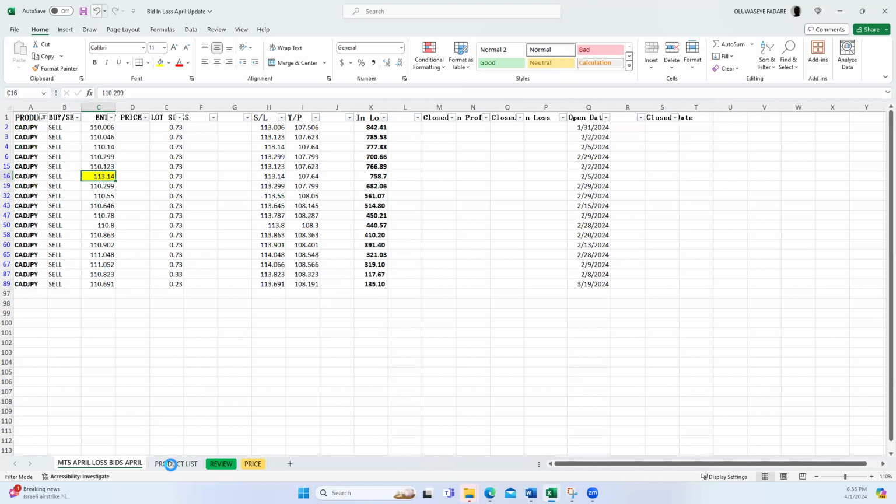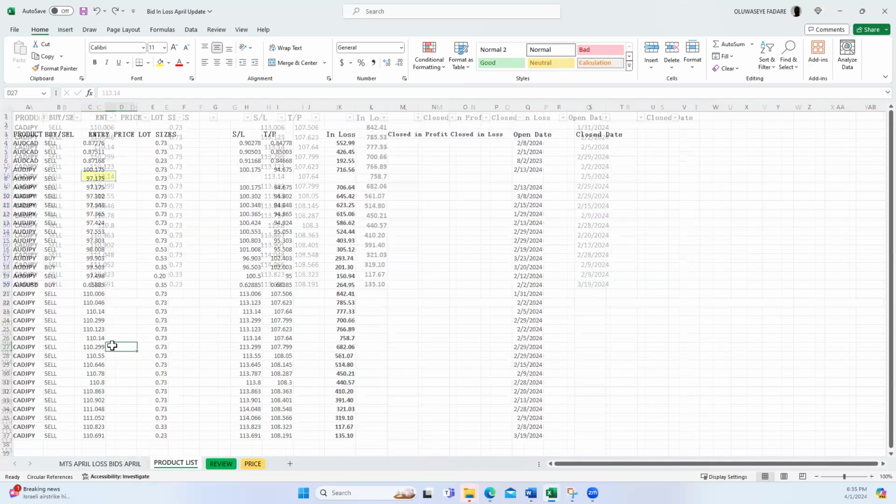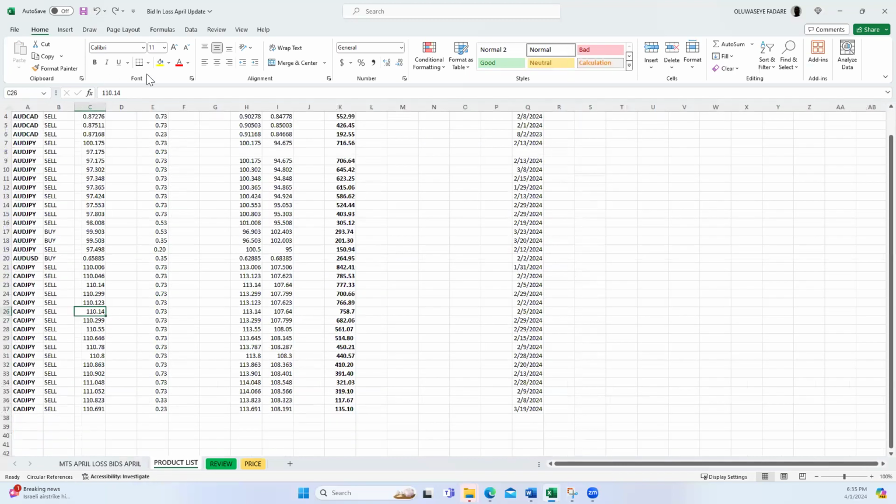Okay, in our product list. According to the product list, let me still color it yellow so that it's easier to trace. So what is our highest price and our lowest price? Our highest price is 111.052. Okay, that's our highest price, 111.052.